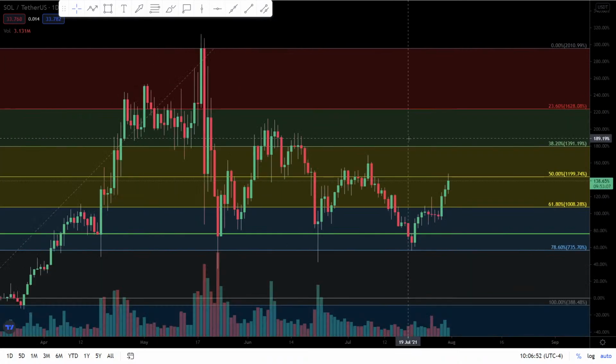Okay, so this is my Solana and Tether chart. These colorful areas that you see are the Fibonacci retracement levels. They were drawn in an automated way, so I'm actually going to draw it on my next chart. But for this chart, I just want to show the golden zone.